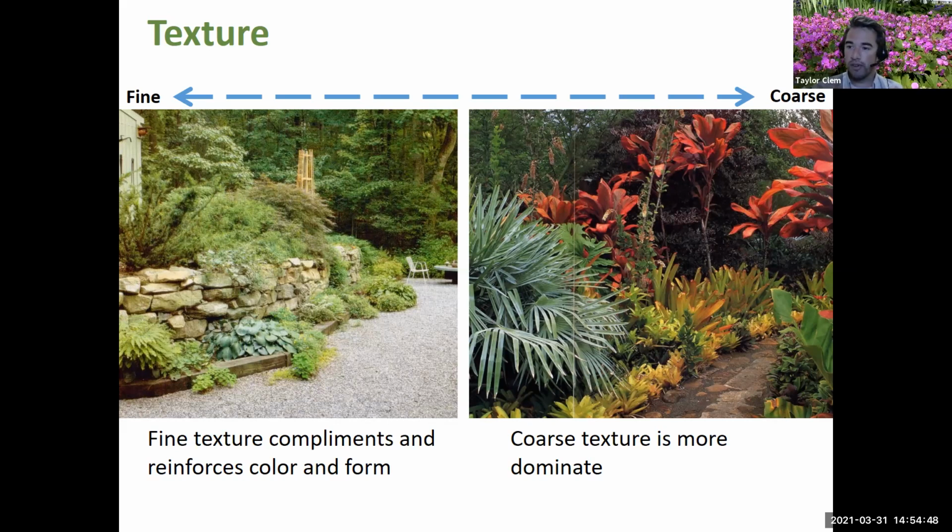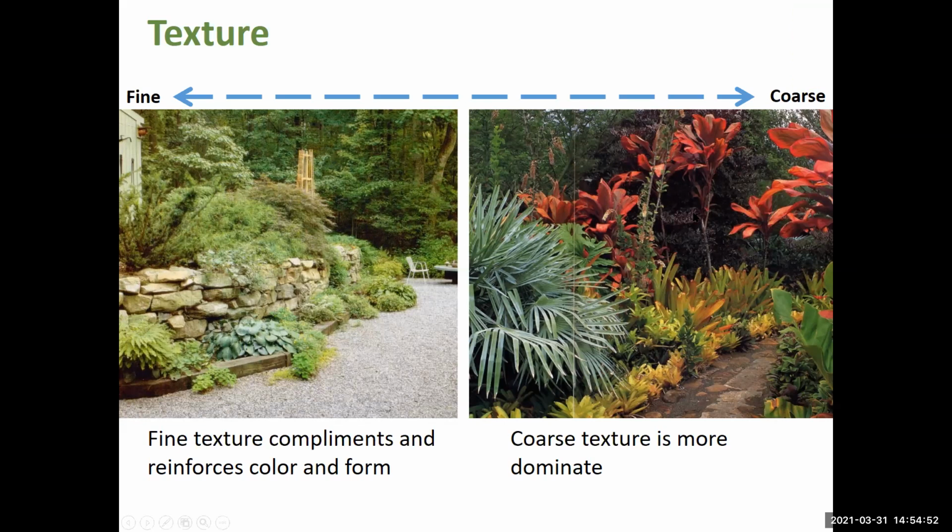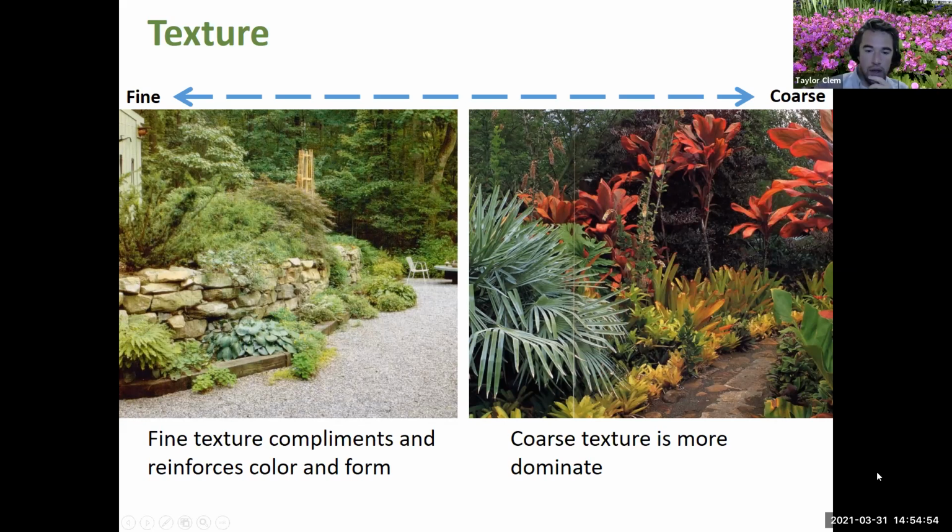Where do you see more of that coarse texture? The rocks. Yeah, absolutely, the rocks. So that's done purposely. We have this very coarse texture of these rocks, but those fine texture plants end up complementing it. And then they reinforced it with that color and that form, that uniform green. Now, of course, in the fall it's going to change because of plant choice.